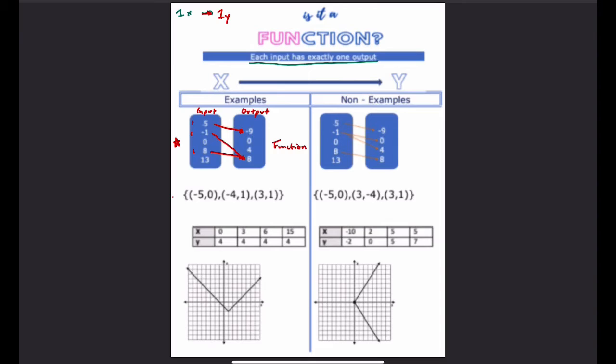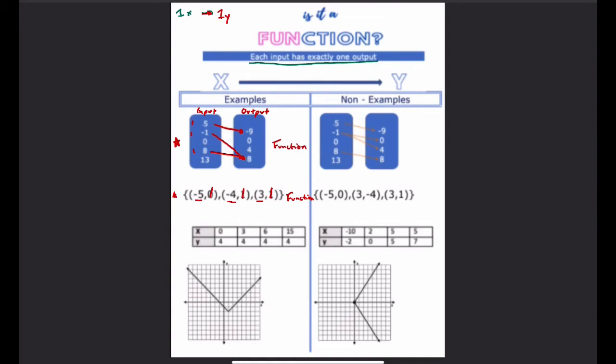Now, ordered pairs, this right here. We remember we have to cross out all the y's and see if our x's repeat. -5, -4, +3. None of those numbers repeated. That means for every one input, there's exactly one output. So this right here is a function.